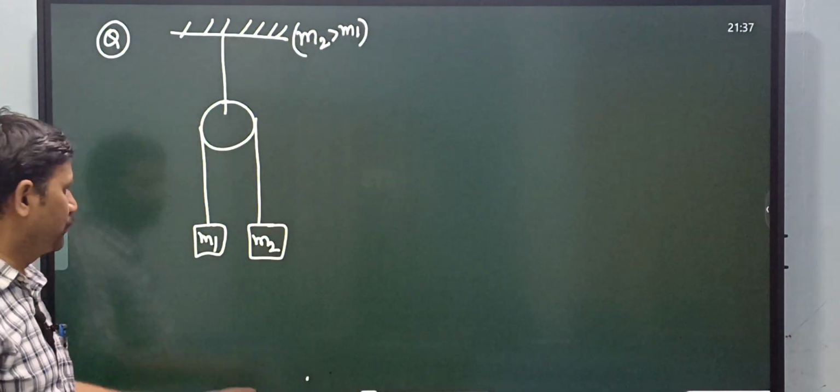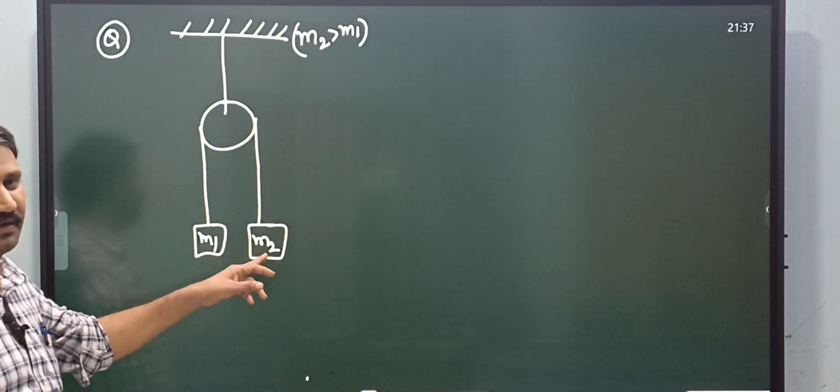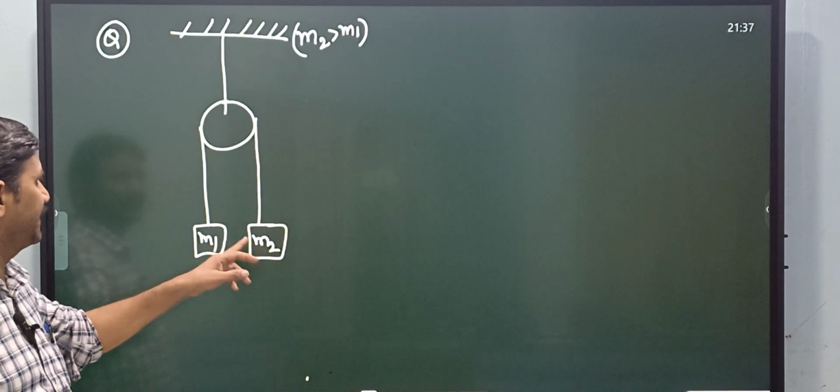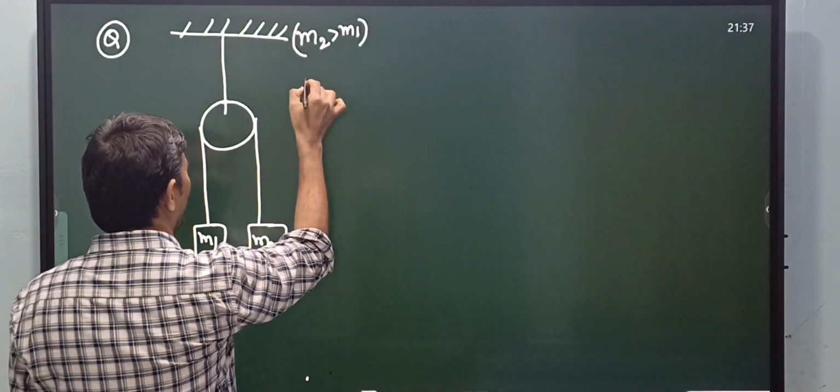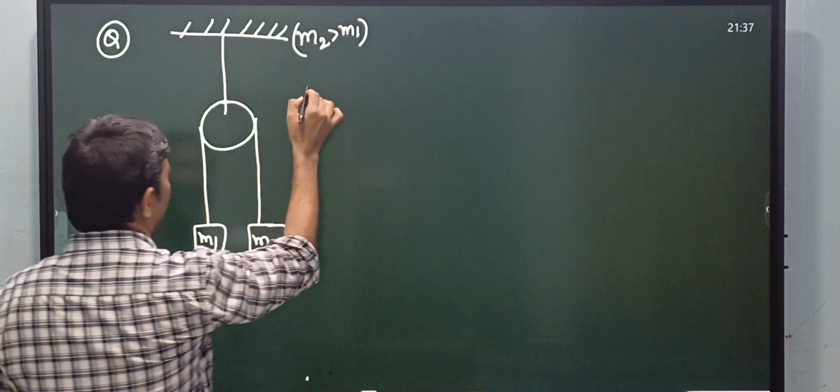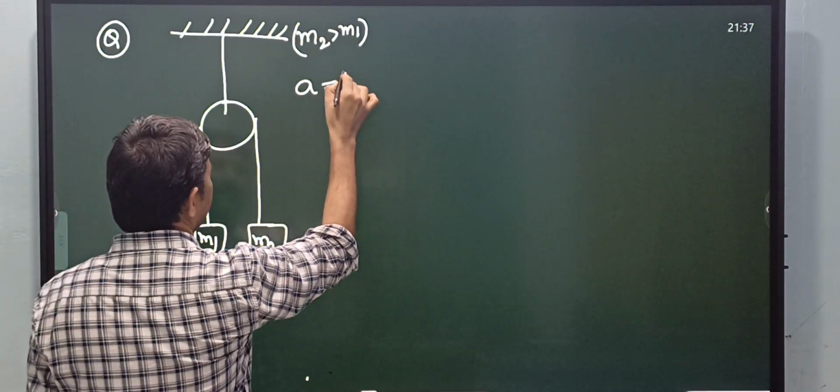Here, these two masses, this mass is m1 and this mass is m2, and here m2 is greater than m1. Calculate the acceleration of both the blocks and the tension in the string.